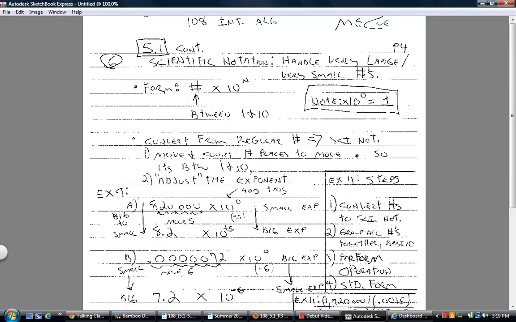Hello 108 class, Mr. McHugh back here with you on page 4 for section 5.1. We are going to talk about scientific notation here to wrap up this section. Now, this is objective 6.